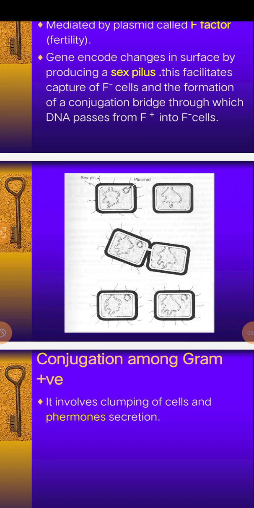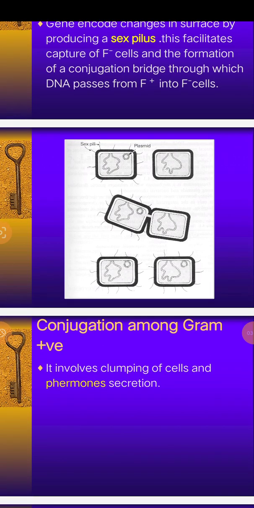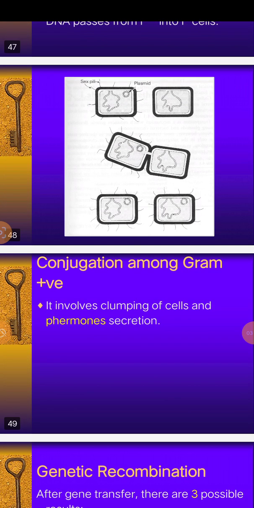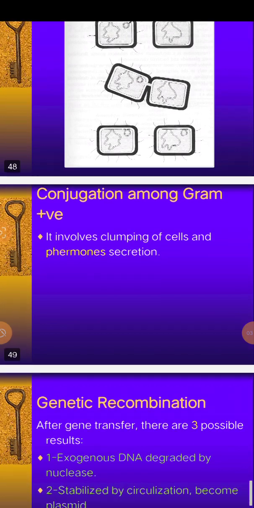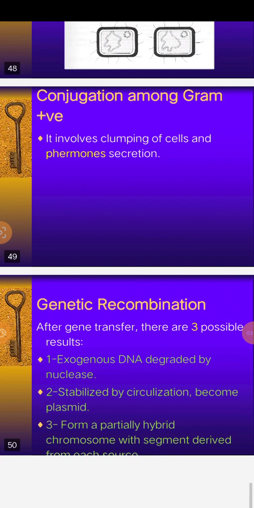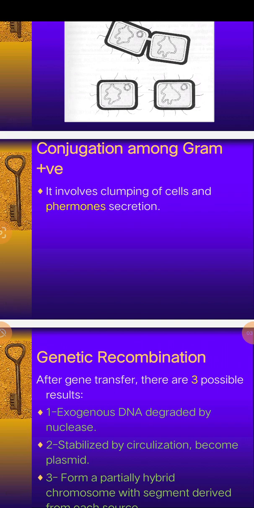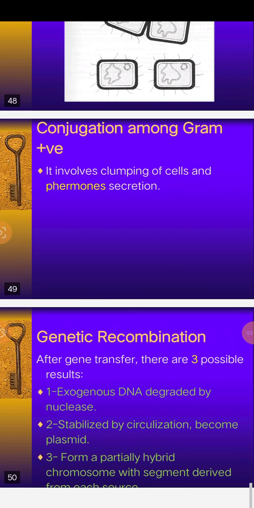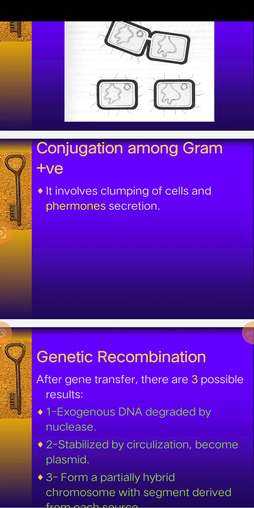Only 50% of the plasmid is transferred to the next cell, so they have their own plasmids. So both cells have the same plasmid. Conjugation among gram-positive bacteria involves clumping of the cells and pheromone secretions. Genetic recombination: after gene transfer, there are three possible results.